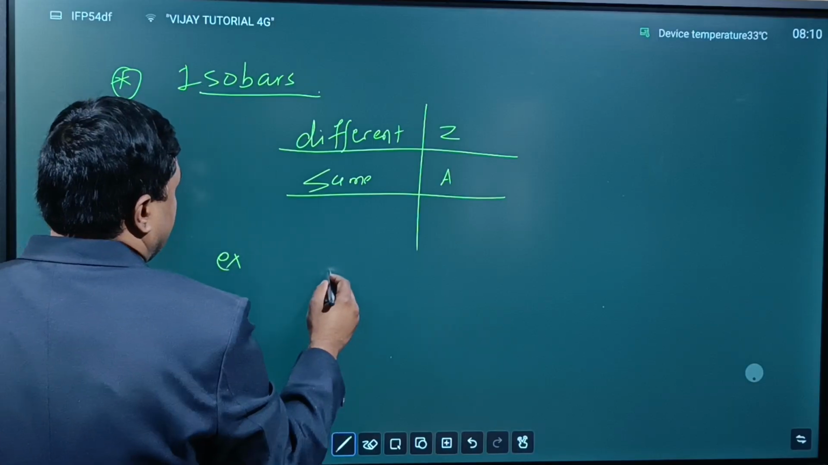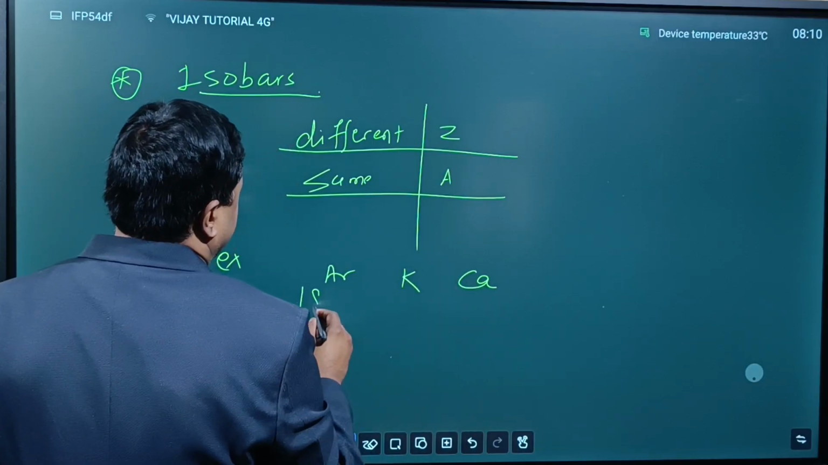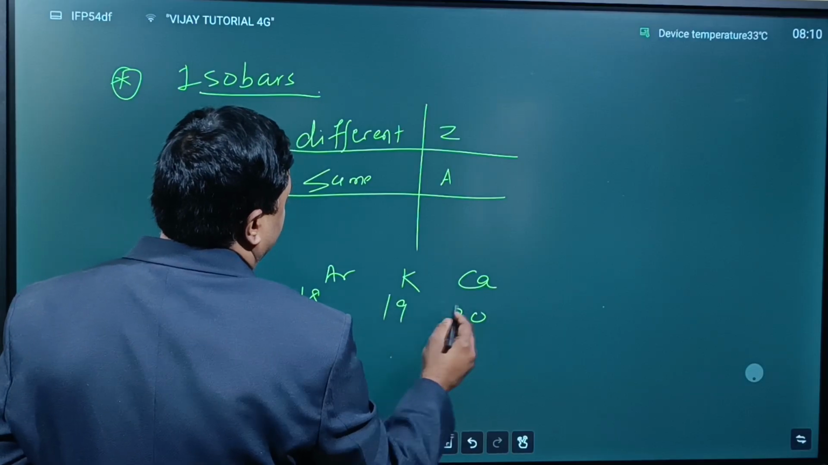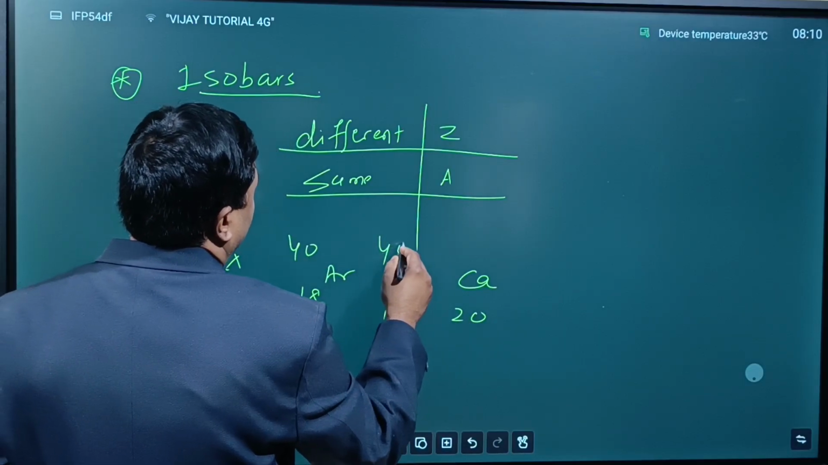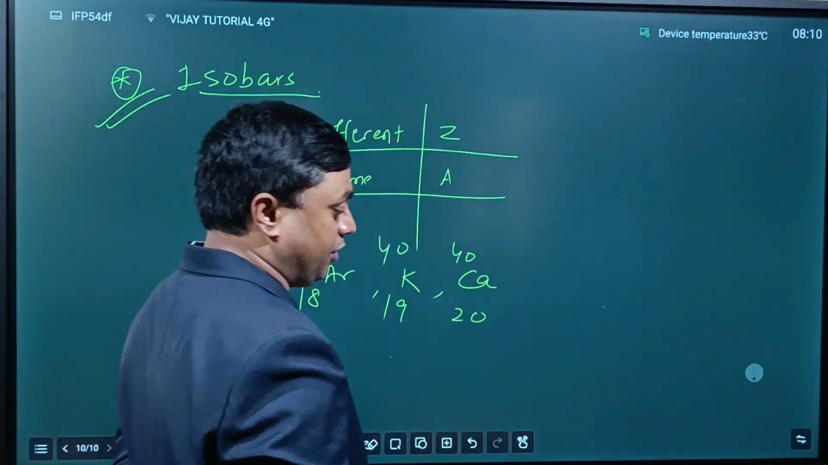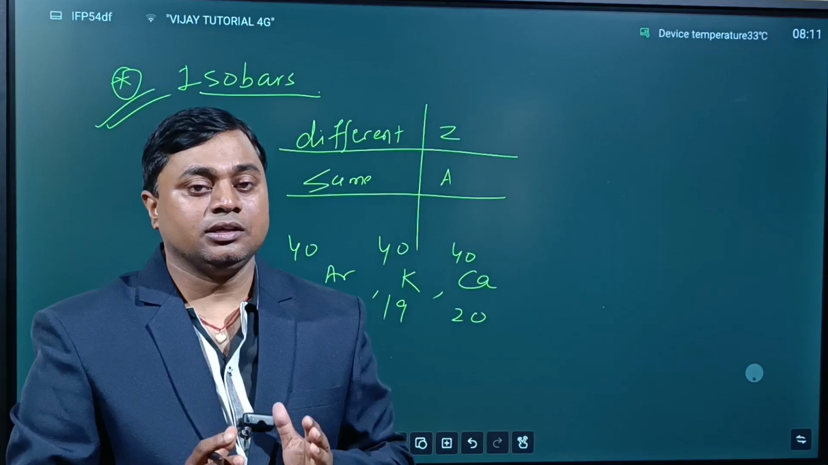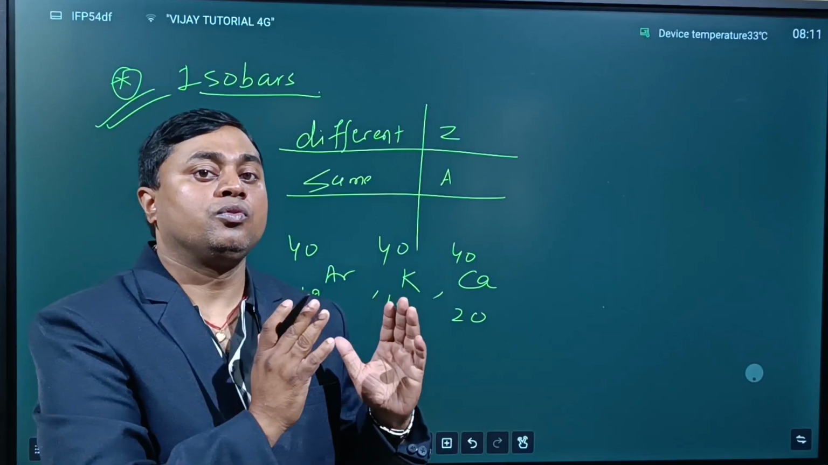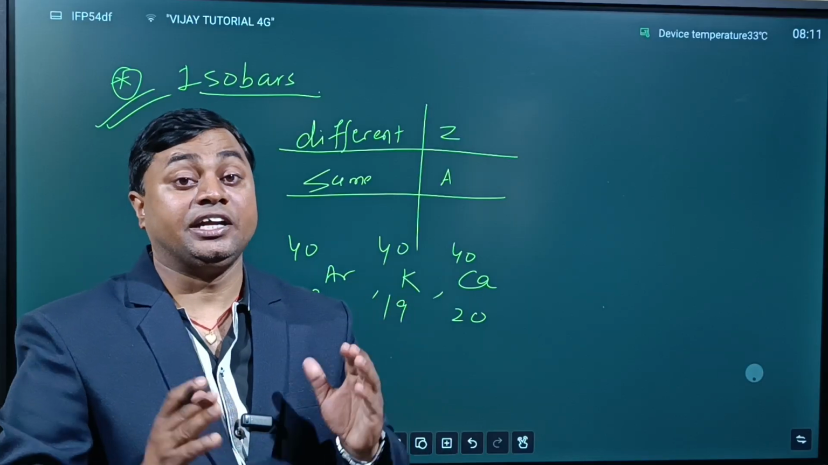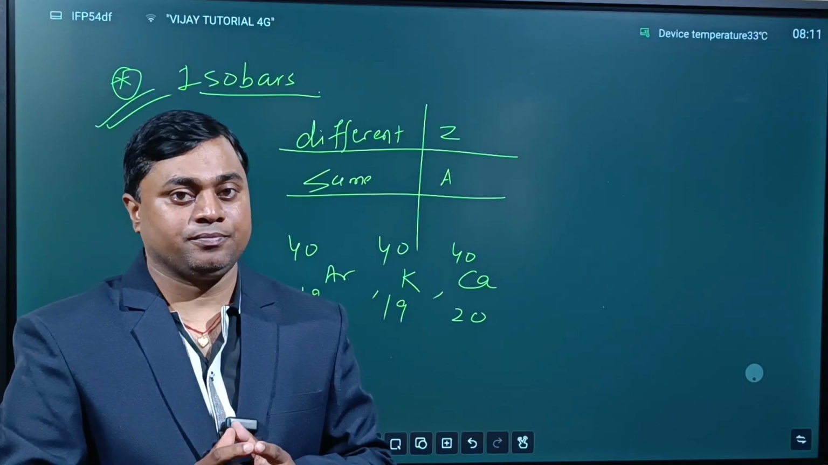Example, you can see argon, potassium, calcium. Atomic numbers are 18, 19 and 20. Mass numbers are 40, 40 and 40. Is it clear? So these are what? Isobars. Please note down the definition. Isobars are the atoms of different elements having different atomic number but same mass number.